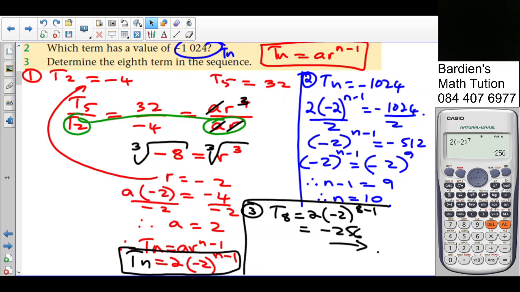Now what do we do? When bases are the same, exponents are equal. So we got negative 2 raised to the n minus 1 is equal to negative 2 to some exponent. What exponent would that be? Firstly, it has to be an odd exponent.